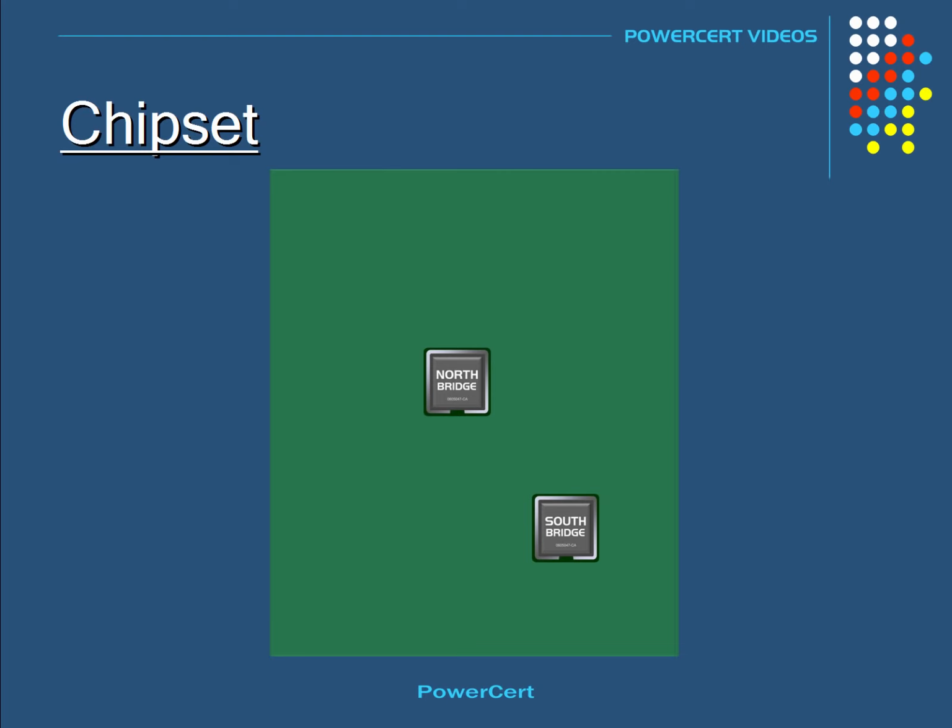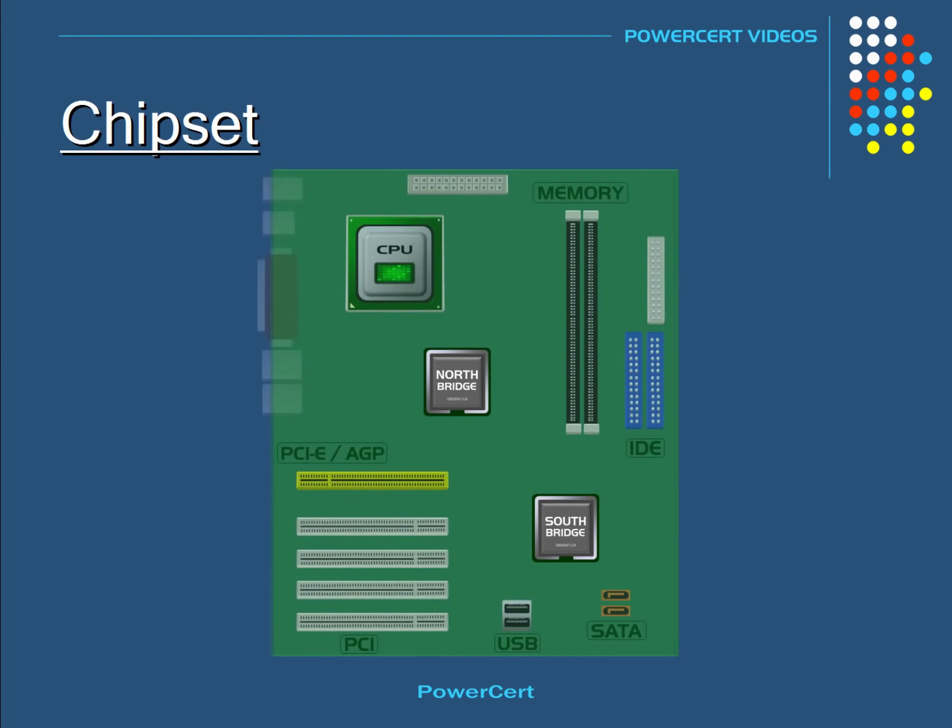The North Bridge is located in the upper or northern part of the motherboard, provided you're looking at the motherboard in the upright position. It's located near the CPU and is directly connected to the CPU. It's also directly connected to the memory and the AGP and PCI Express slots. So in order for the CPU to communicate with the memory and the AGP or PCI Express bus, it has to go through the North Bridge first.